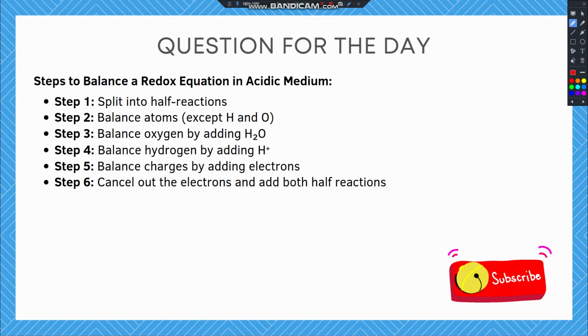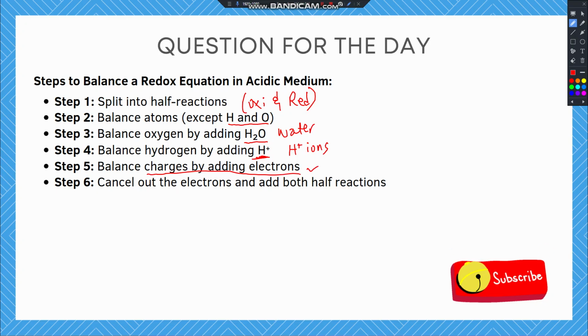First things first, we need to split this reaction into the half reactions. We'll have the oxidation half and we'll also have the reduction half. Next, we have to balance all the atoms except hydrogen and oxygen. Then we need to balance oxygen by adding H2O, which is water molecules. Then we need to balance hydrogen by adding hydrogen ions, H+ ions. Next, we need to balance charges by adding electrons. And then we need to cancel out the electrons and add both half reactions.